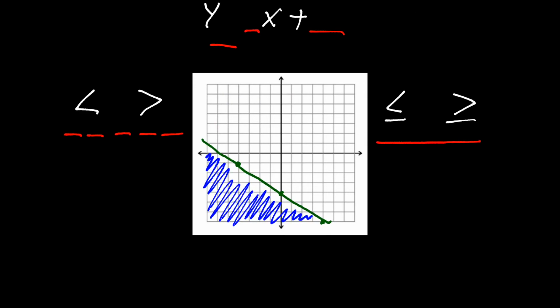All right, here's our new graph. We see that we have a solid line. We are shading below. So let's get started on finding out our inequality, our slope, and our y-intercept. And just like before, I'm going to put the m and the b here.